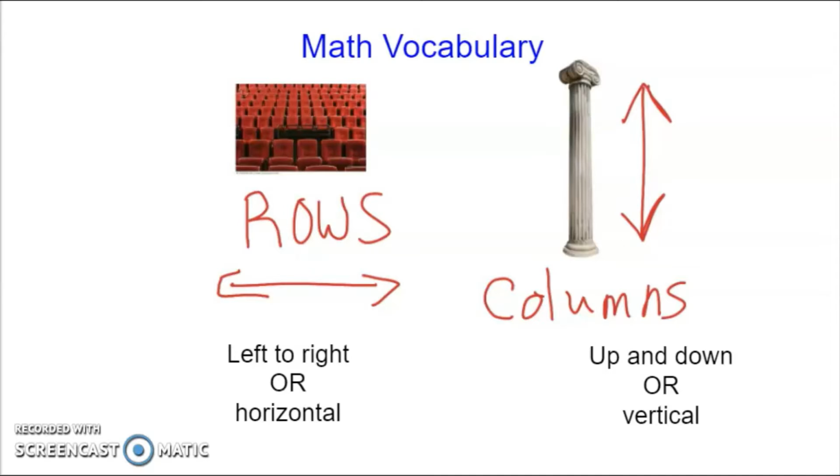Alrighty, our first math vocabulary words are rows and columns. Rows, we can think about rows as going from left to right or horizontal, the way that we would see it at a movie theater. Columns go up and down or are vertical. They go up and down, and you might have seen these columns in buildings. They help hold buildings up.